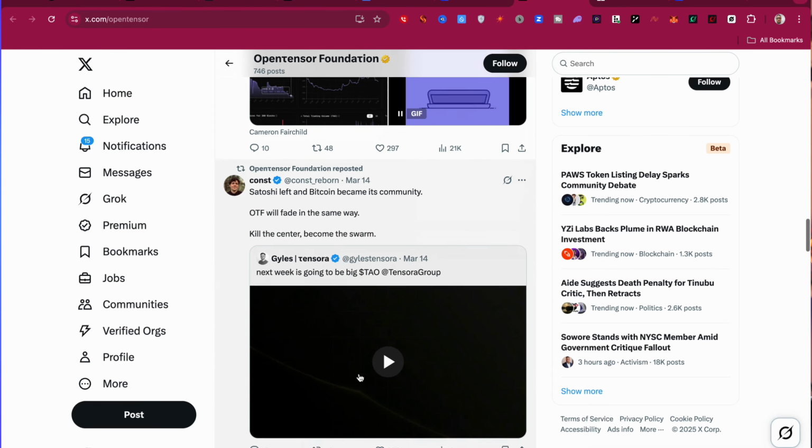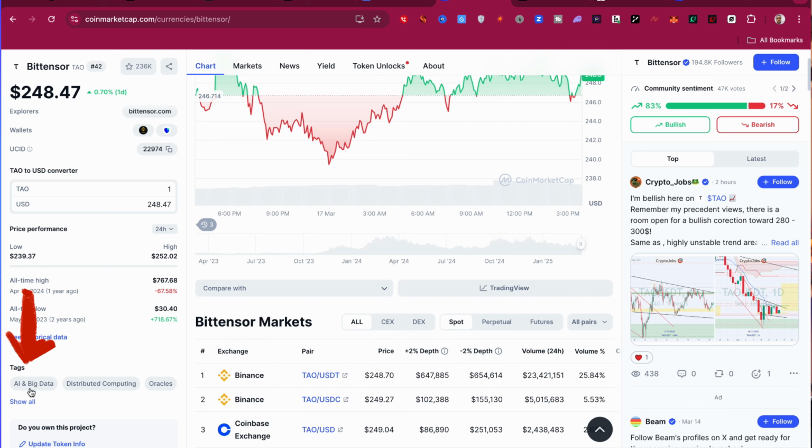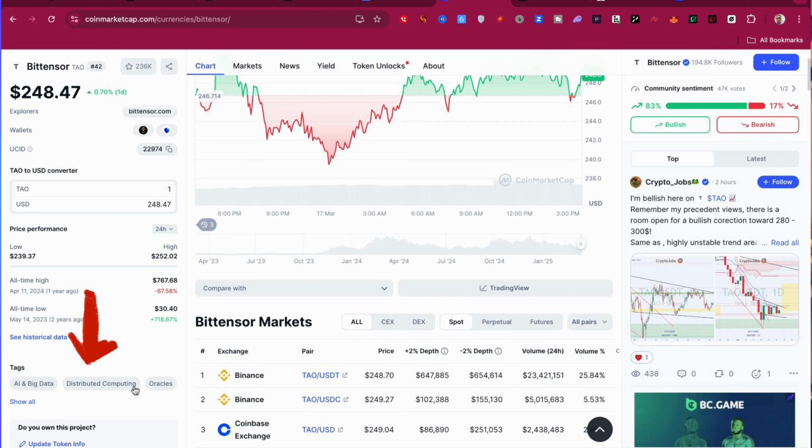Actually, this is a real business they are doing here. If you scroll down right here, what are you seeing? Under the tags, you have AI, big data, distributed computing, oracles. There's nothing here that relates to a meme coin. So this tells you that this is an AI coin. You can even see it right there. It is an AI coin, AI big data. So this is how easy it is to spot if a coin is a meme coin or a utility coin.